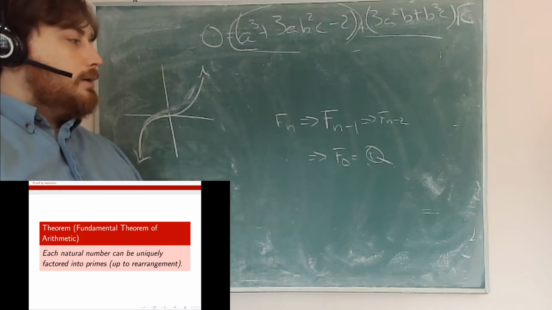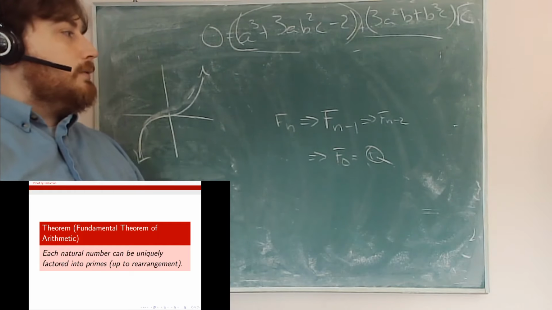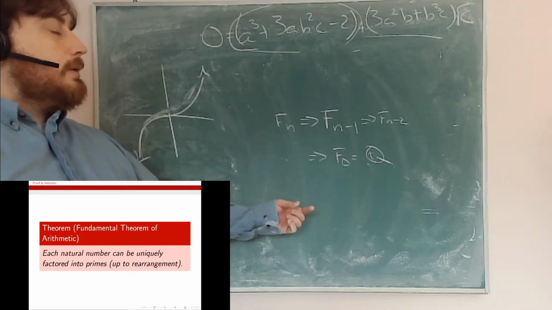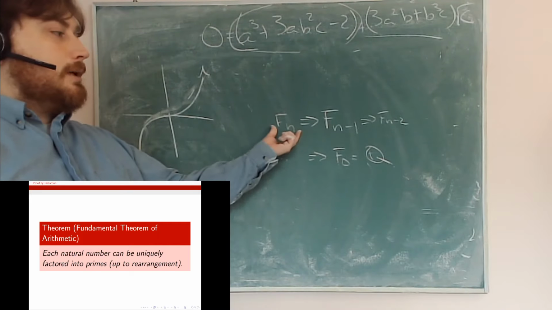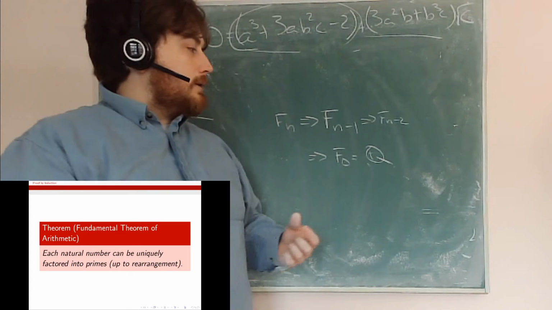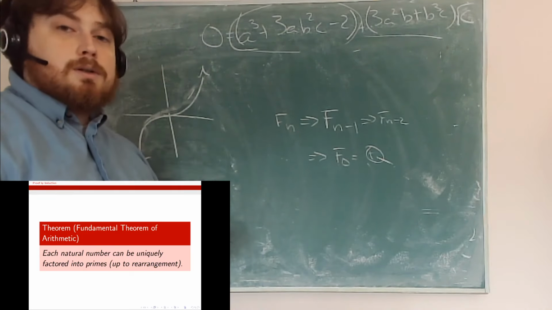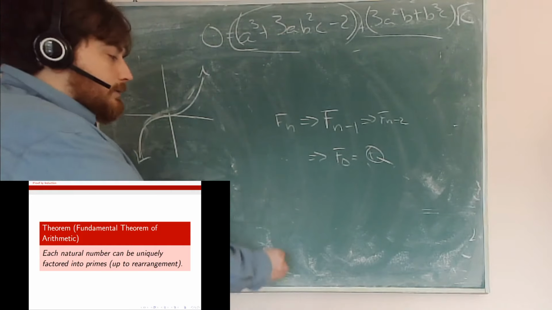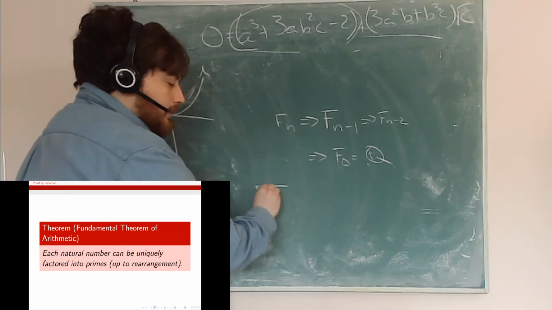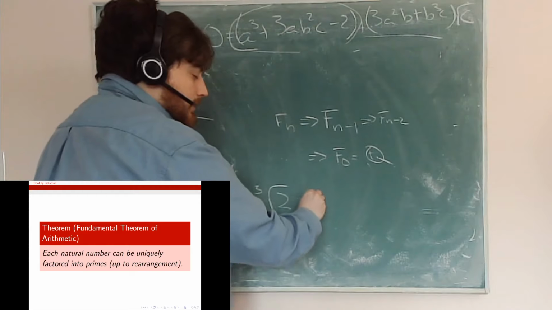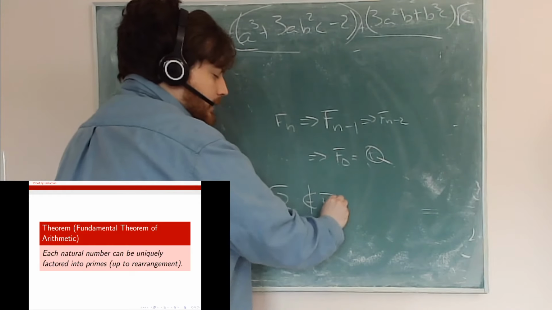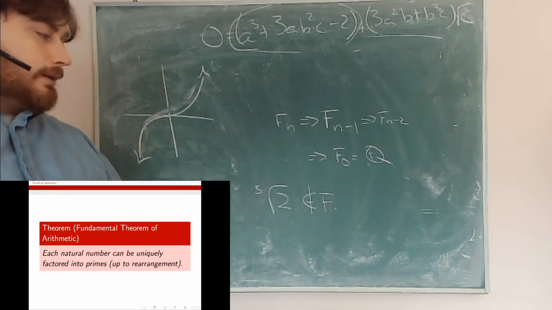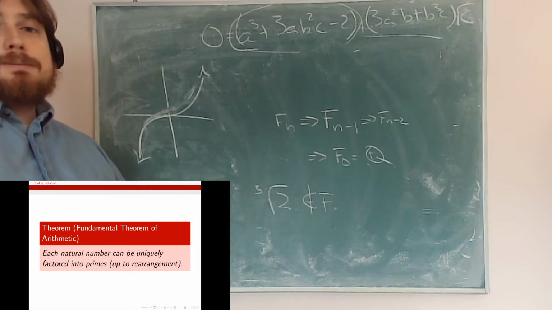But we know that it's not rational because we've already proven that. So therefore, the cube root of 2 cannot be in any F sub n because it's not in the rational numbers. Therefore, the cube root of 2 cannot be constructible. Hence, we get our theorem that the cube root of 2 is not constructible, or is not an element of F, the field of constructible numbers.